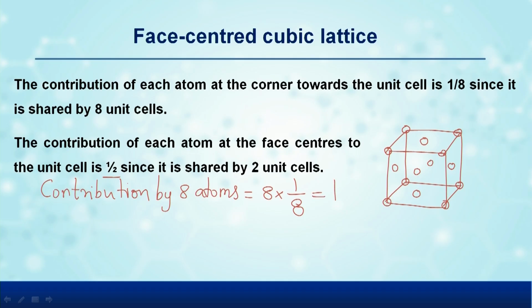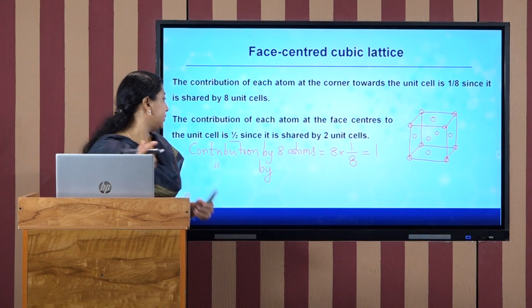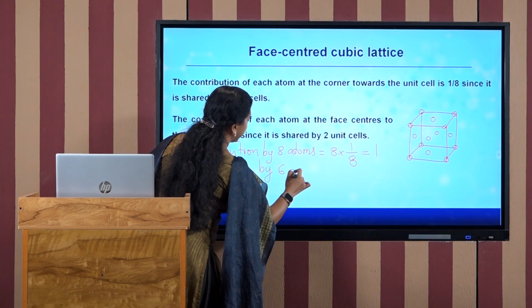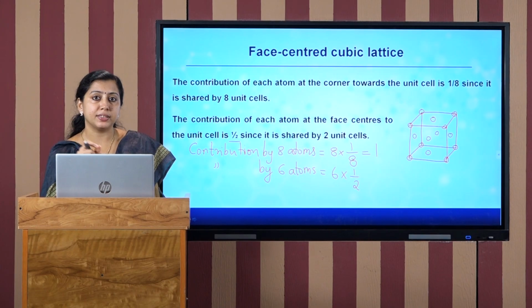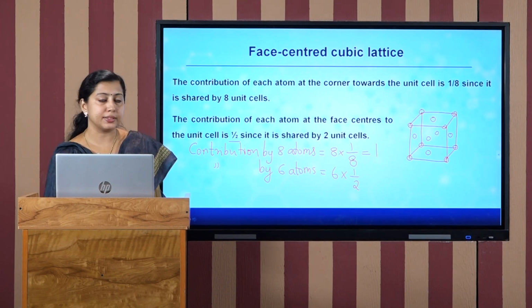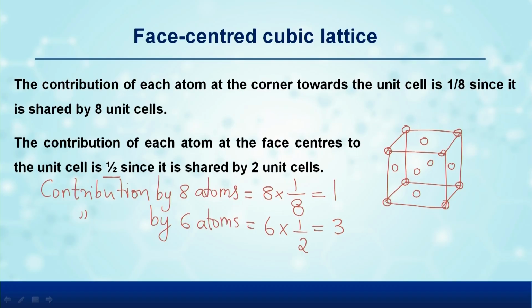Now, coming to the face centered, the contribution by how many atoms? We have 6 faces of a cube. So, there are 6 atoms. So, contribution by 6 atoms is equal to 6 into 1 by 2. And why 1 by 2? Because each atom at the face center is shared between 2 unit cells. So, it is 1 by 2. So, 6 into 1 by 2 equal to 3.